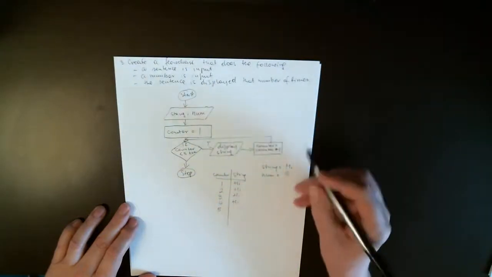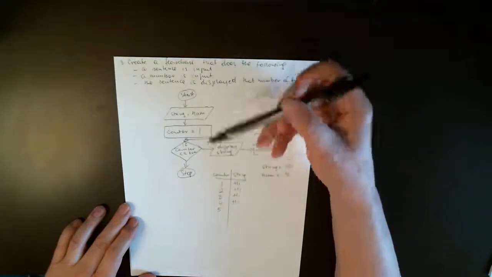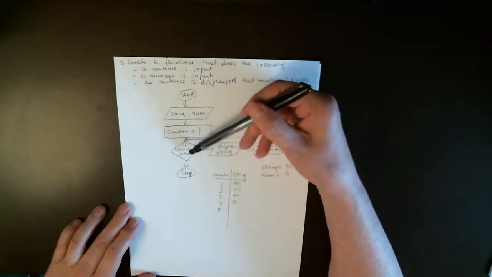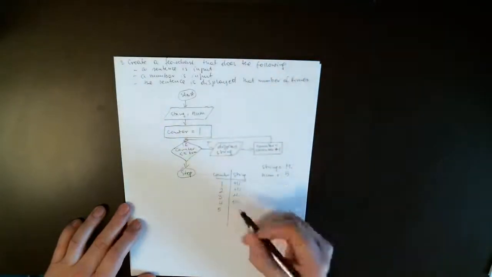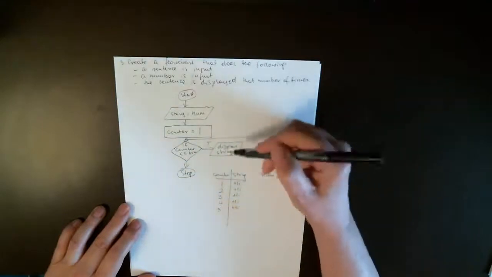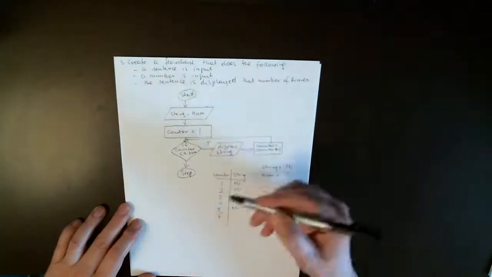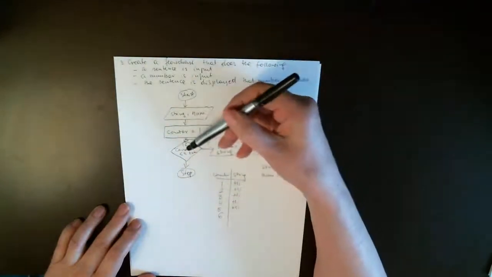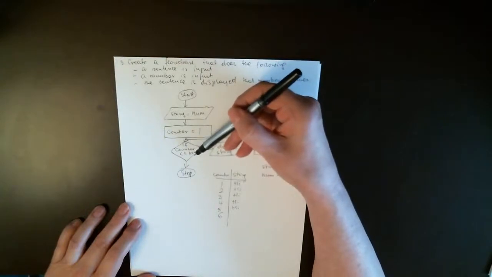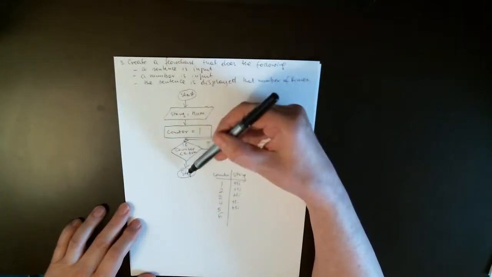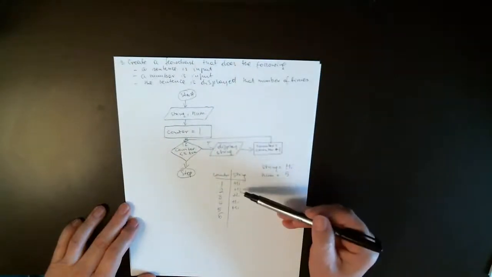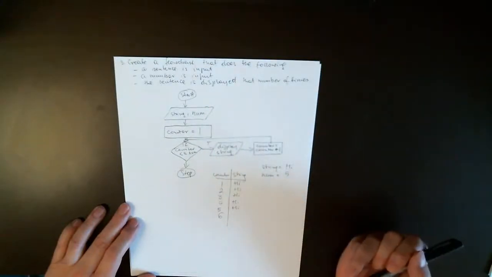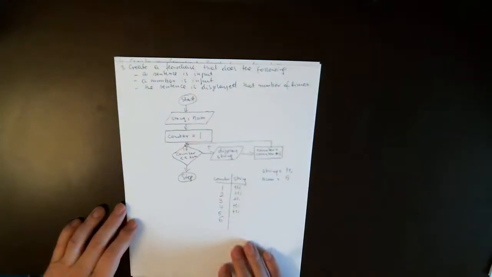Wait, let's look at the question. If the counter is less than or equal to 5, all right, so 5 is equal to 5. Display the string, and then the counter becomes 6. And with 6, is 6 less than or equal to 5? No. Stop. All right, look at the trace table. How many highs do we see? 1, 2, 3, 4, 5. Yay! That's it.